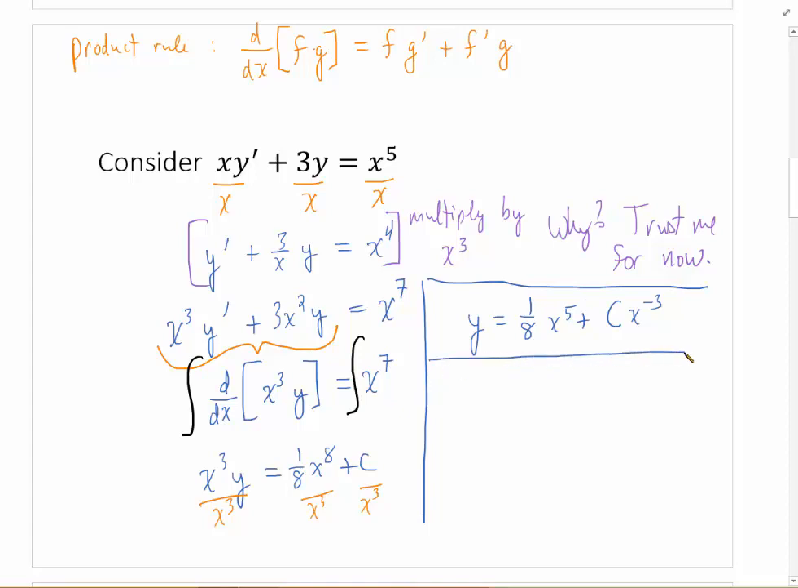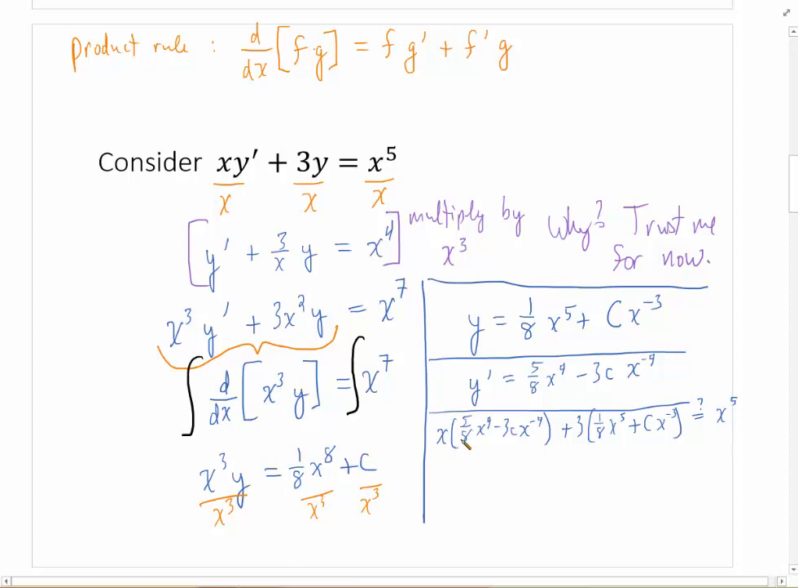If that's my y, then I can calculate the derivative. y prime would equal 5/8 x to the 4th minus 3c x to the -4th. And I can substitute into the original equation: x times y prime, x times 5/8 x to the 4th minus 3c x to the -4th, plus 3 times y, 3 times 1/8 x to the 5th plus c x to the -3rd. And the question is, of course, is this equal to x to the 5th?